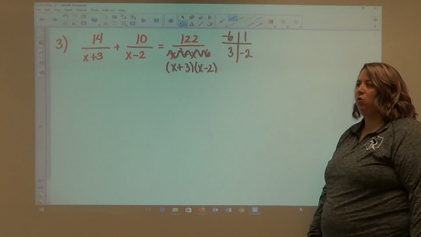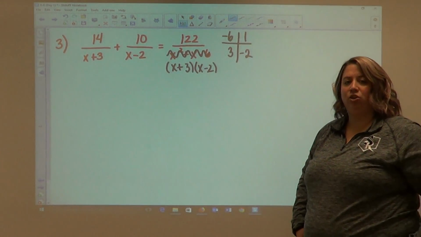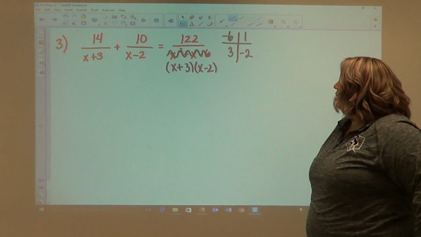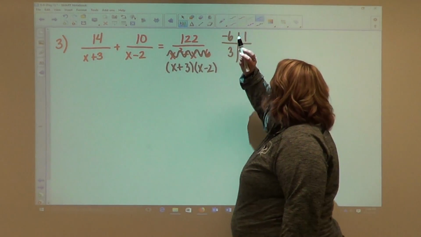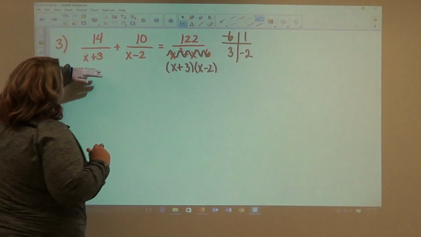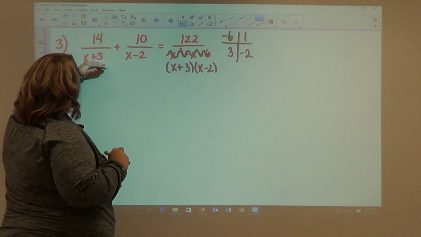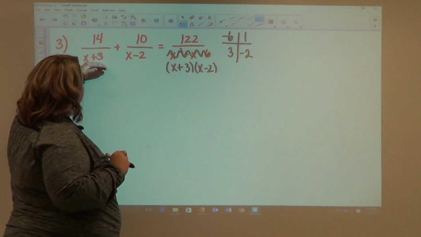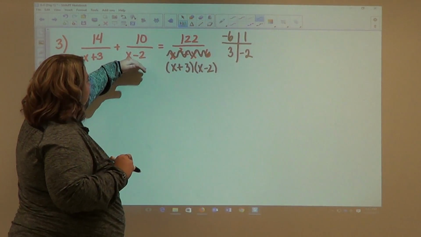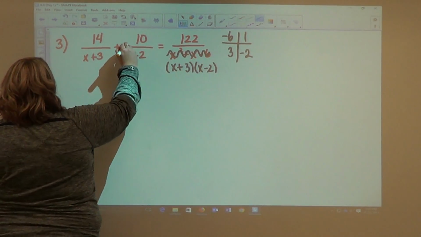Okay, your next goal: you want to get every denominator to look exactly the same. So you're going to multiply by what they need. Like if I'm looking at this first fraction, it has an x plus 3. This one has an x plus 3, but this one doesn't, so this one's going to need an x plus 3.